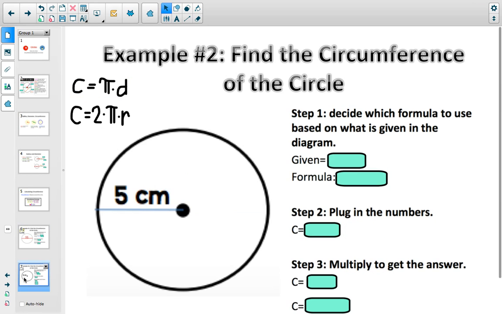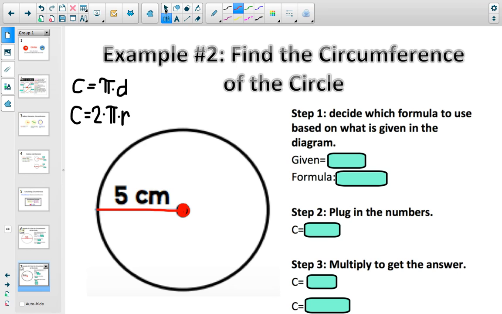All right, let's look at another example. So here's the second example of finding the circumference of a circle. So we're going to follow the same sequence of steps. So step 1, we need to decide which formula to use based on what is given in the diagram. So in the diagram, we're given the number 5 again. However, 5 is now just going from the center of the circle to the edge of the circle.